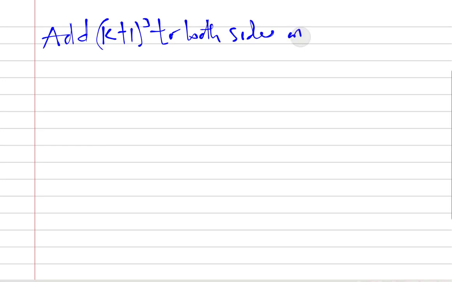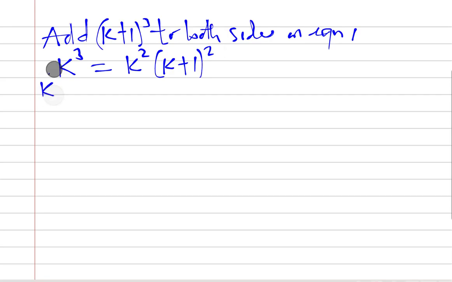I get what I'm saying. In equation 1, what is equation 1? K raised to power 3 equal to what? K squared into bracket k plus 1 squared. Are you seeing that? So that will now be what? K raised to power 3 plus k plus 1 raised to power 3. Are you seeing that now?